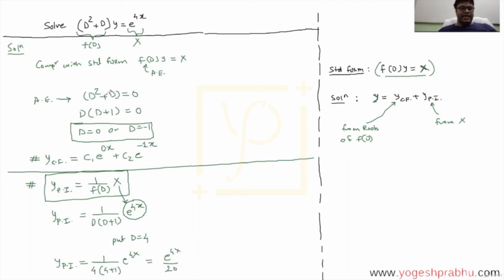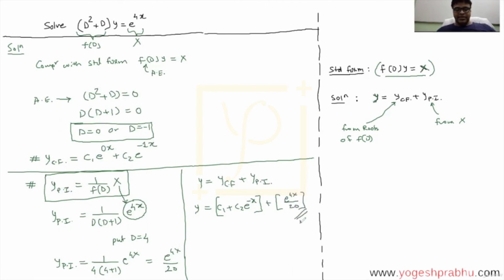Now we can simply say that the solution, the final answer, is nothing but y_CF plus y_PI. So we have to add the two. It is going to be y equal to, the y_CF is present over here, C1 plus C2 e raised to minus x. This is y_CF, plus y_PI, which is e raised to 4x over 20. And that is the final answer of this question. I hope you followed this.